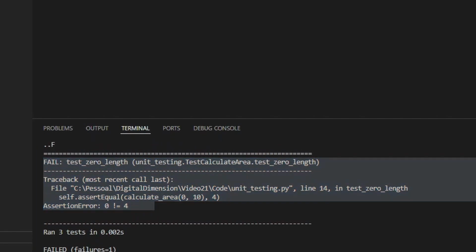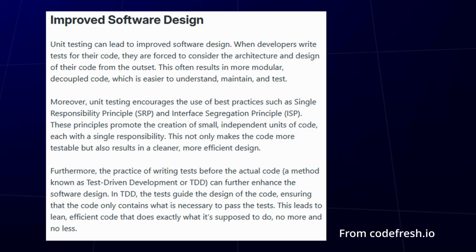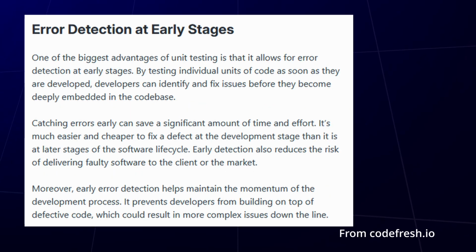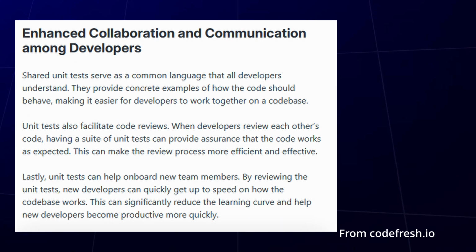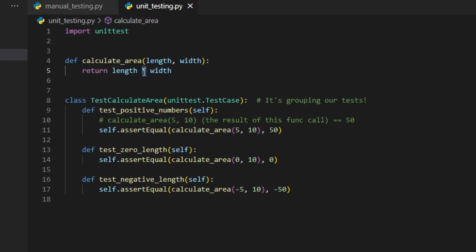Unit testing is one of those things that might feel like extra work at first, but in the long run, it saves you time, effort, and frustration. Instead of manually testing your code every time you make a change, you can just run your test suite and within seconds, it tells you whether everything still works. But that's not all. Unit tests also make debugging way easier. If a test fails, it points you directly to the problem, so you don't have to waste time hunting down the issue in your code.